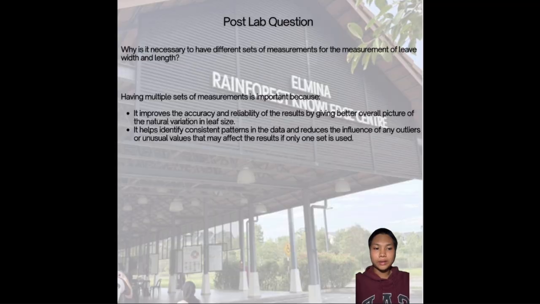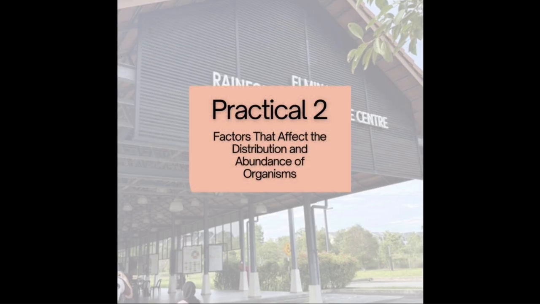For me, having multiple sets of measurements is important because it improves the accuracy and reliability of the result by giving a better overall picture of the natural variation in leaf size. It helps identify consistent patterns in the data and reduces the influence of any outliers or unusual values that may affect the result if only one set is used.